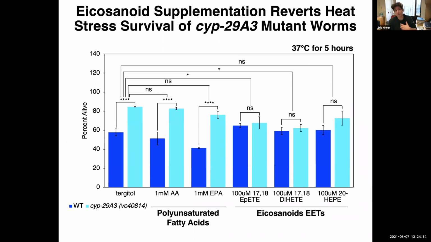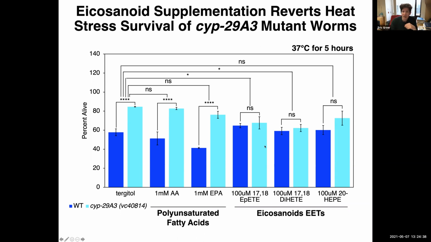So what we did was we fed the worms either the precursors, these omega-3 or omega-6 polyunsaturated fatty acids, or the oxidized substrates, these eicosanoids, which they're producing. What we found was that when we fed the omega-3 or omega-6 polyunsaturated fatty acids, they had no effect on the phenotype. The CYP29A3 mutant worms still displayed this increased heat stress resistance.